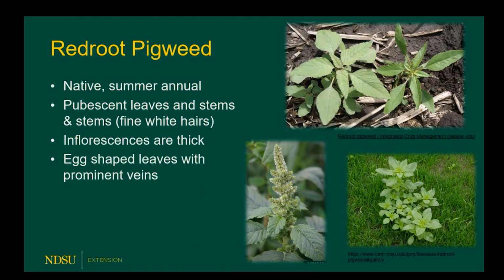So redroot pigweed is a native. It's a summer annual. It has the pubescent leaves and stems, so the hair all the way up the plant on the leaves. And you'll notice that little rough texture when you feel the leaf. The inflorescences are usually thick and bunched. And then they have an egg-shaped leaf, like a true egg-shaped leaf, with the prominent veins, white veins on the leaf. So the picture up in the corner is a water hemp seedling compared to a redroot pigweed seedling. Sorry if I'm in your guys' way. And you'll kind of notice the shininess of that one versus the dullness of the redroot pigweed, the long leaves of the water hemp versus the egg shape of the redroot pigweed.